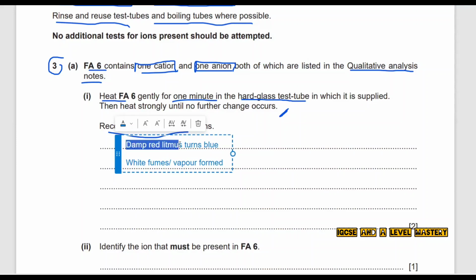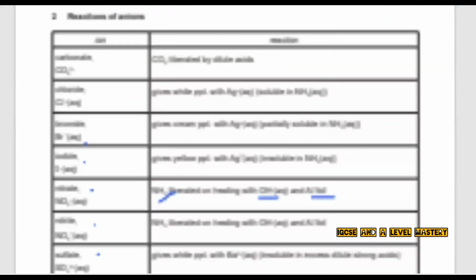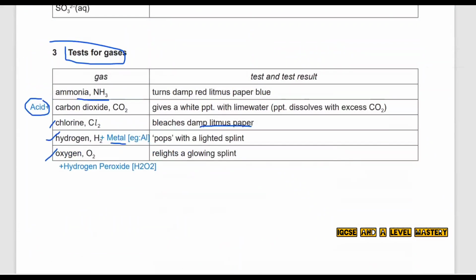So why did we do the litmus paper test? Because we weren't adding any reagents. If we just added acid also, there was no fizzing as such seen, and the substance had a pungent smell also. So obviously we can go ahead with the litmus paper test, because the other options can be neglected as there is no addition of any other reagents like hydrogen peroxide, metal, or acid.